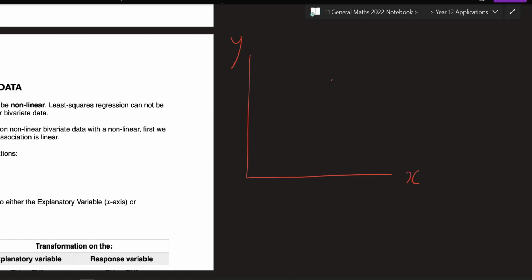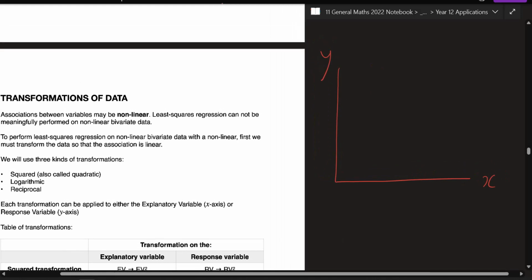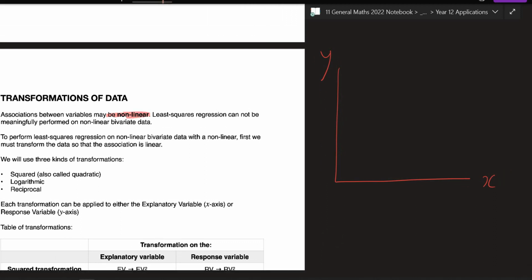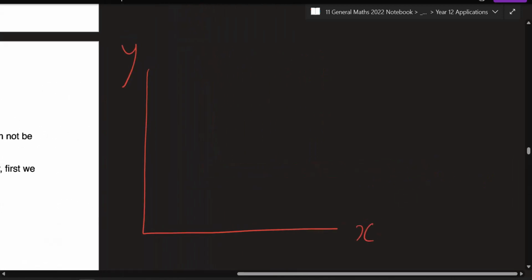But sometimes when you're working with data, not all graphs are going to be linear. Some variables might include something that's non-linear. Can anyone tell me what a non-linear graph looks like? Obviously, non-linear means not straight. So what could your data look like if it's not straight? It could be all over the shop. What else? I'm looking for one specific type of data that is non-linear. Curved. Good. And this is what we're working with.